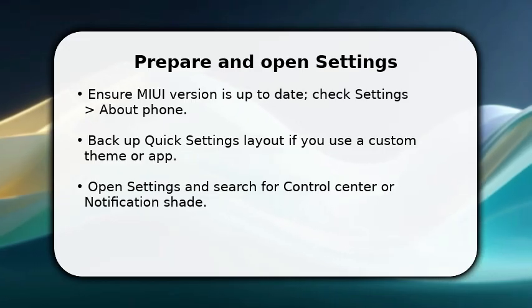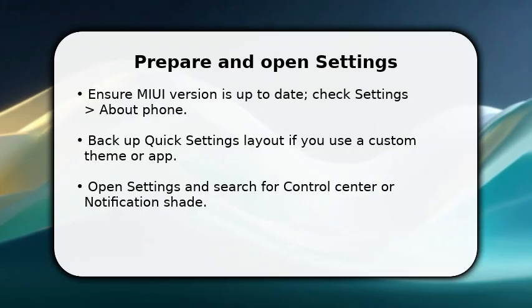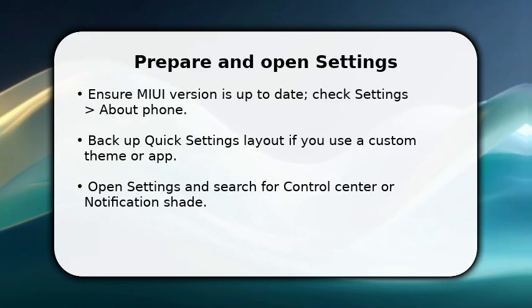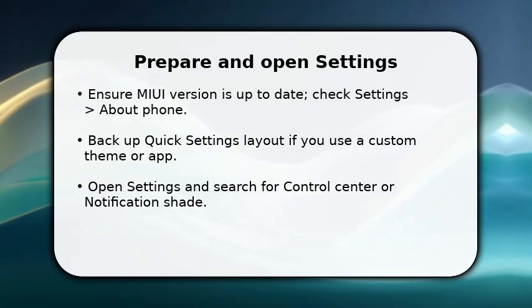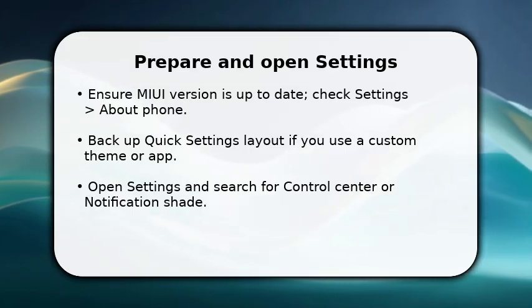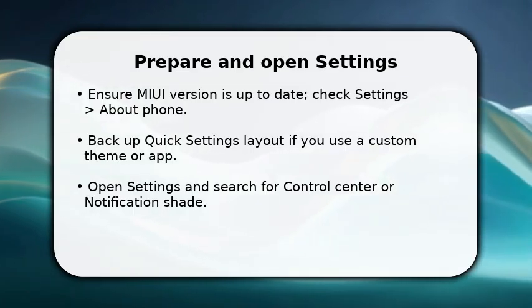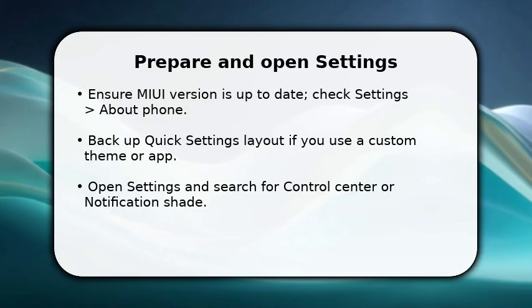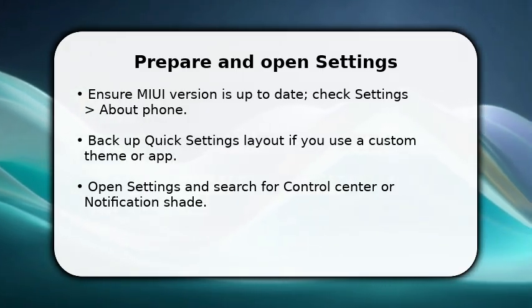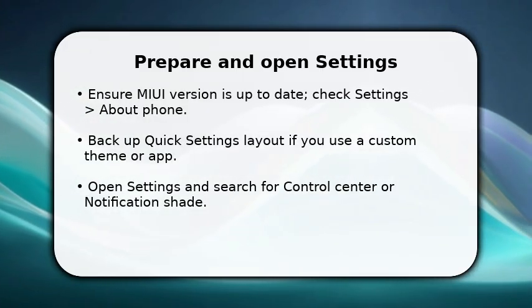You start by preparing the phone, update MIUI and back up any custom themes because changes can alter quick settings. Once done, go straight into Settings and type Control Center in the search bar to jump to the correct panel. You want to be in the system UI controls, not a third-party app. This first step ensures you're editing the built-in control center and avoids accidental overrides.